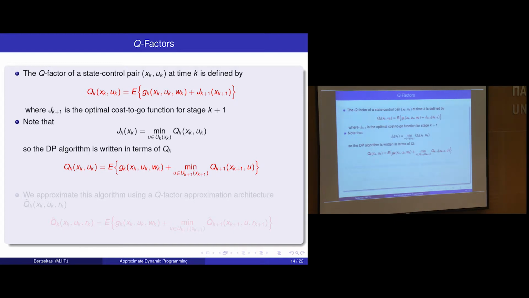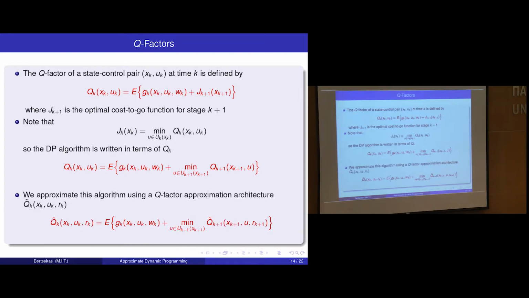It's just over a bigger space, over a space of states and controls. It has a bit of a different form because the dynamic programming algorithms minimize an expectation in terms of cost. But in terms of QFactors, it's expected value of minimization. So the roles of expected value and min are interchanged, and mathematically speaking, this has a tremendous difference. Okay.